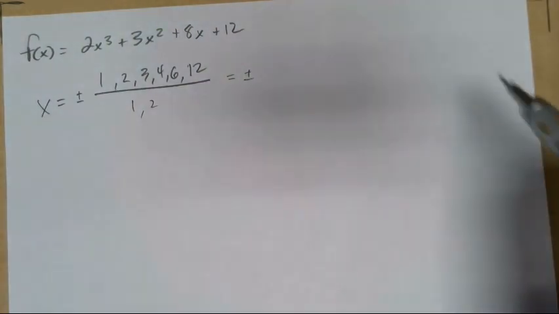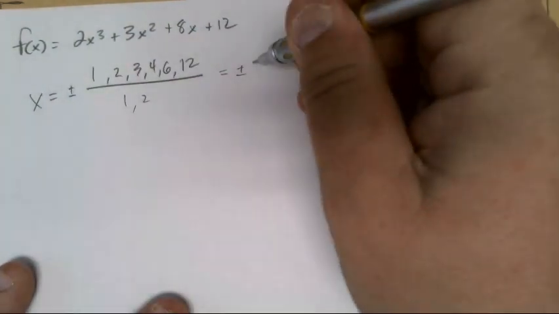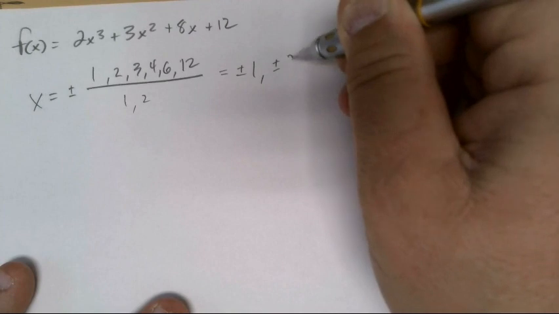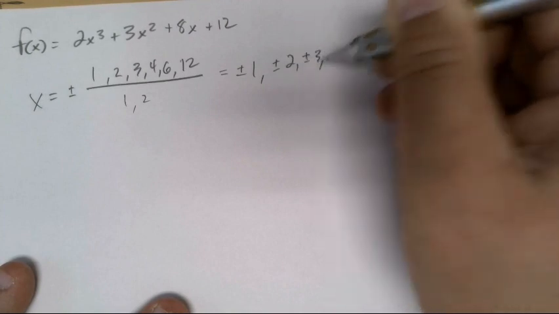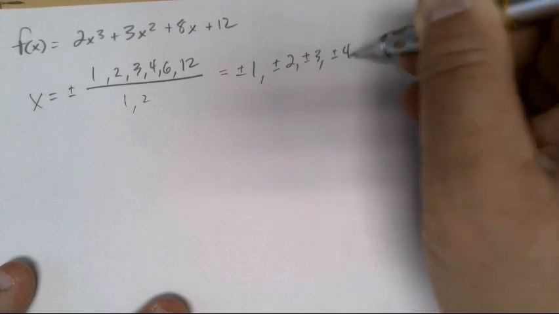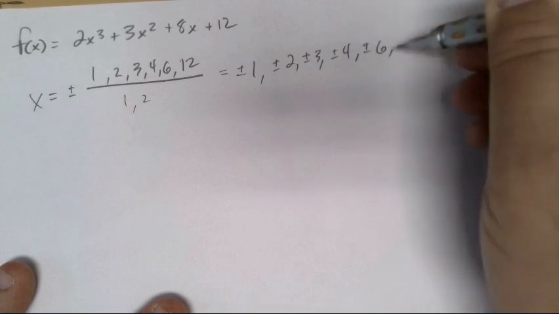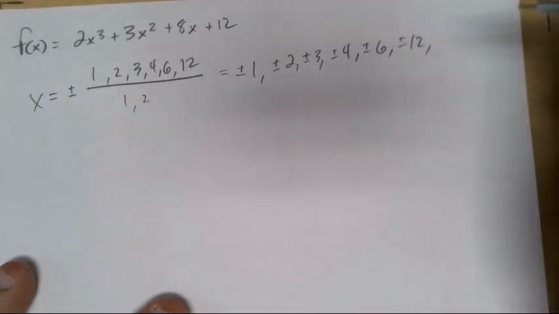So positive and negative. All of these over 1 are going to be positive and negative 1 over 1, positive and negative 2 over 1, positive and negative 3 over 1, positive or negative 4 over 1, positive or negative 6 over 1, positive and negative 12 over 1.